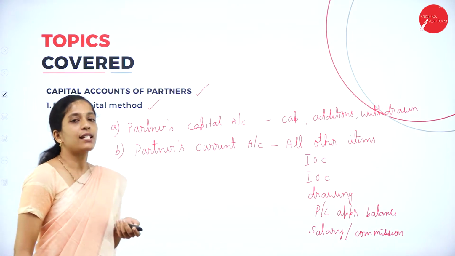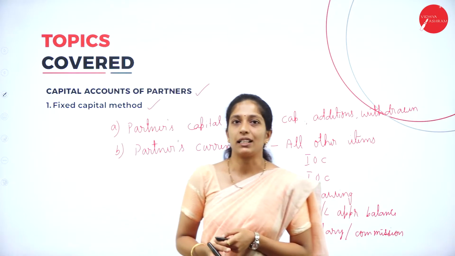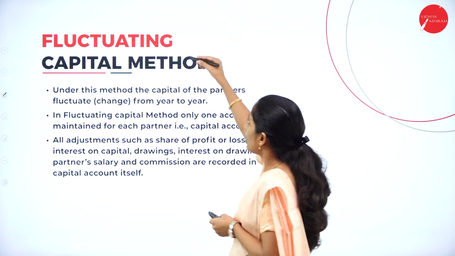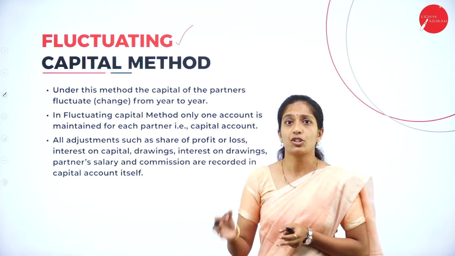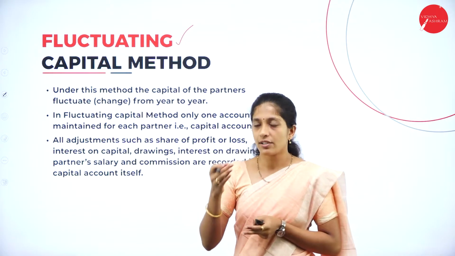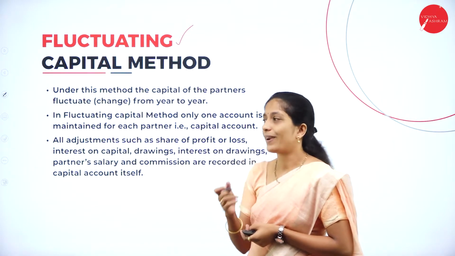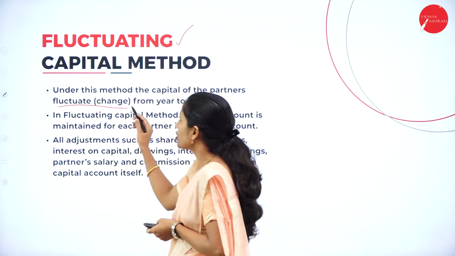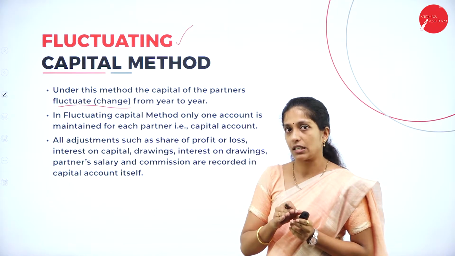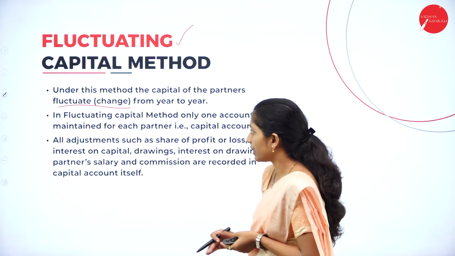Now in today's session we shall continue with the second method, that is fluctuating capital method. Now we shall see what this fluctuating capital method is. Here also the word itself tells that it fluctuates, in the sense it keeps on changing. It is not fixed. So under this method the capital of the partner fluctuates, as I told, it changes from year to year, whereas in fixed capital method, it was fixed.